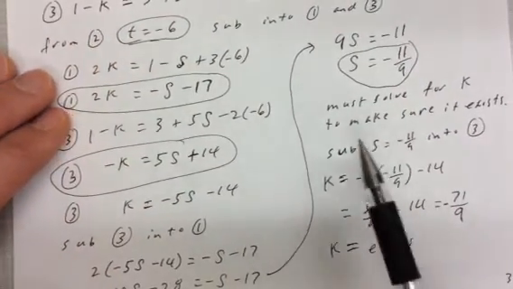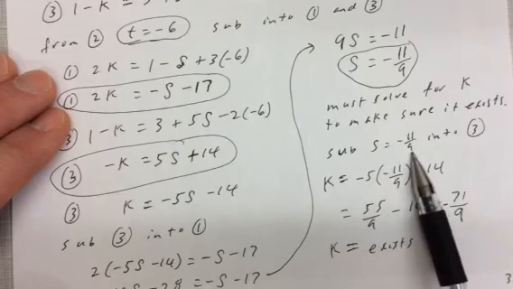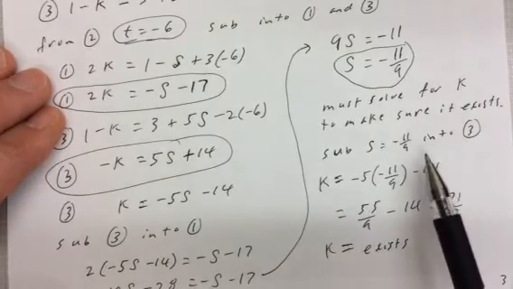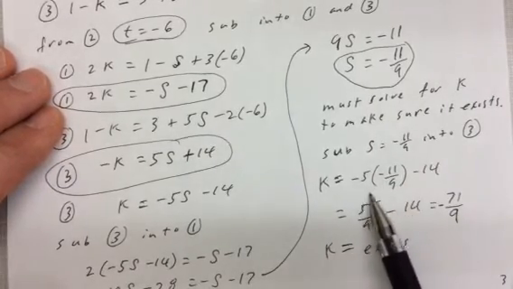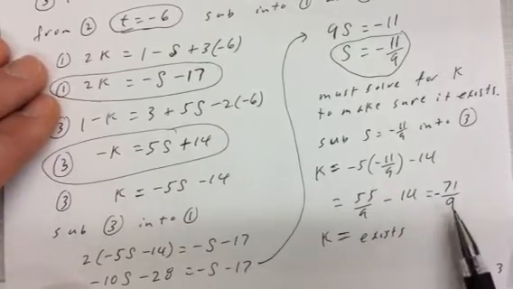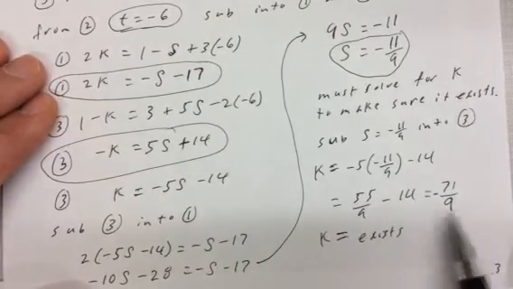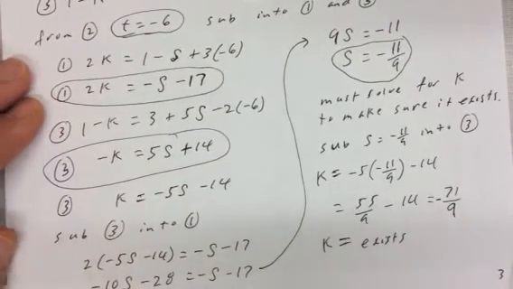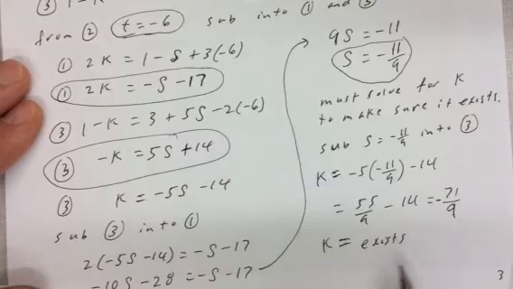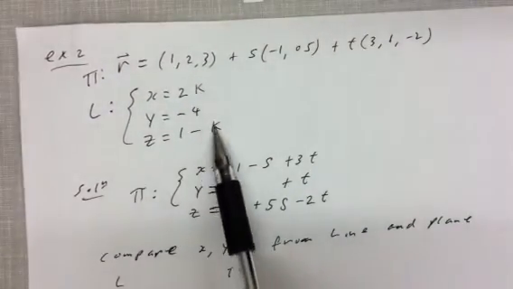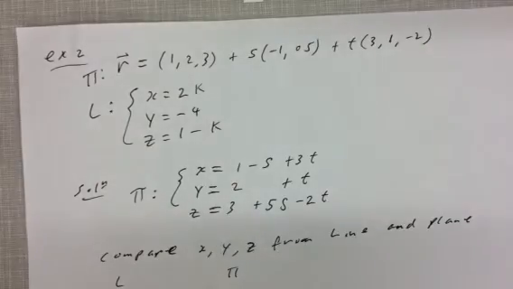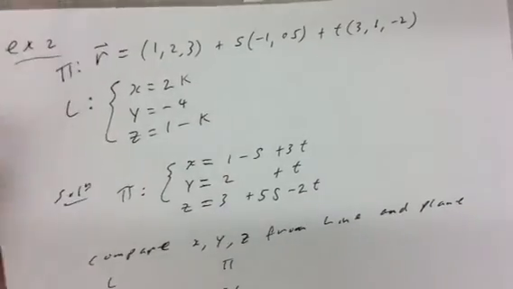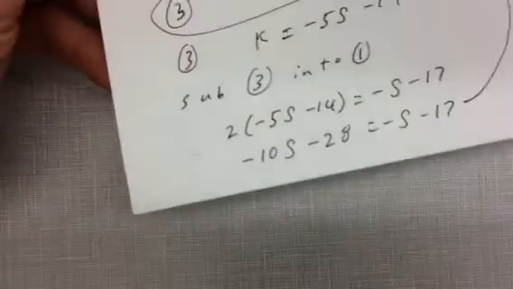Okay? If you want to check or make sure that a k exists, well, then you can sub s and t into one of the equations to solve for k. And you get k equal to -71/9. And k exists. So that means there is an intersection point. It's most likely that k would exist. If you just solve for k first, that would be easiest, and you could just get the intersection point there right away. Okay? So that's those examples.